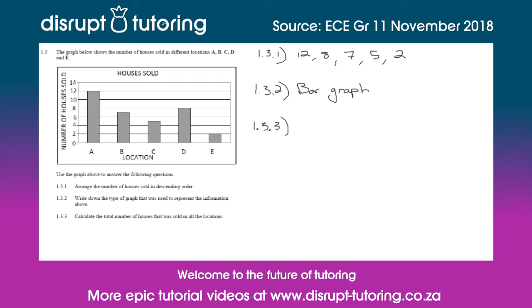So therefore the total number of houses is going to equal 12 plus 8 plus 7 plus 5 plus 2. So in your calculators, this comes to a total of 34. And that is the answer to 1.3.3 and concludes this question.